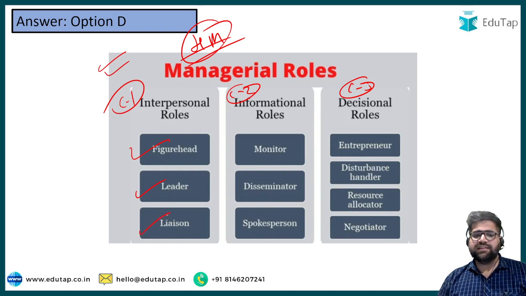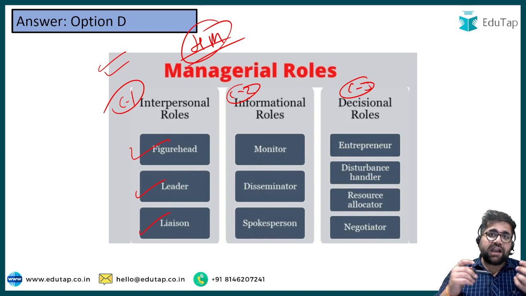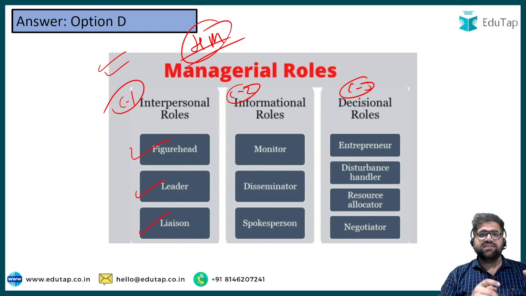Licensing. See, under licensing, the keyword will be third party contract. For example, today, if I am a manager of purchase department, and my subordinates are unable to find the raw material which is required for production, then as a manager, I will use my third party contacts. I will use my connections in the market to procure raw material. So that particular role is known as licensing. Licensing means connecting the organization to the rest of the world.